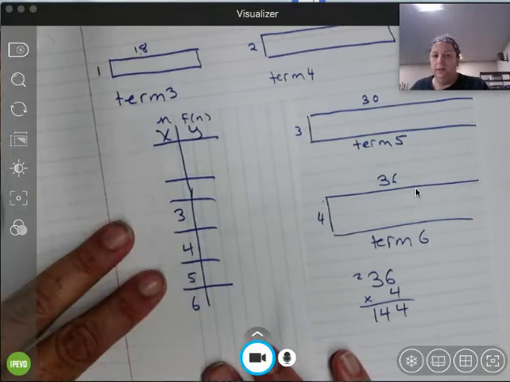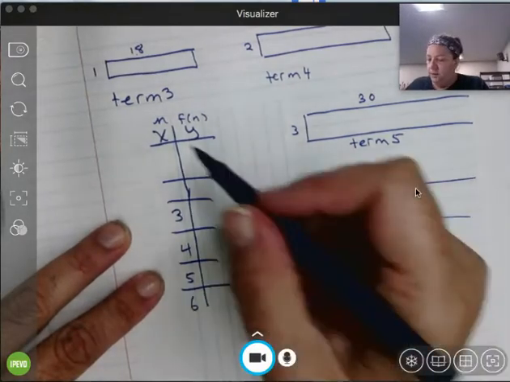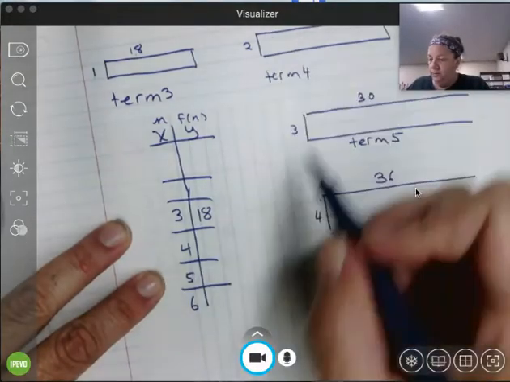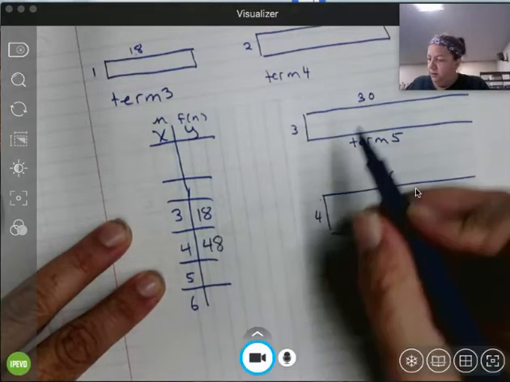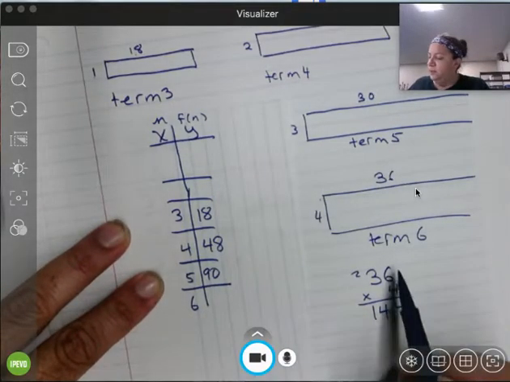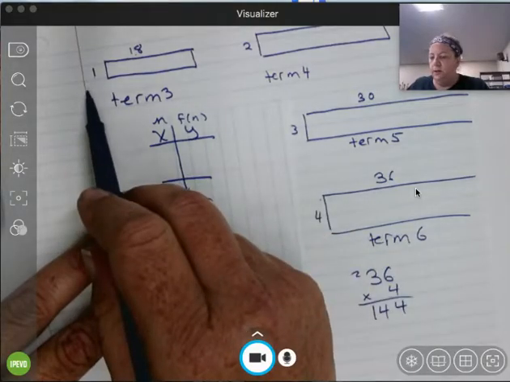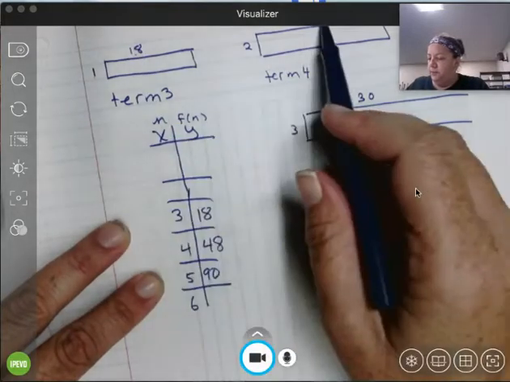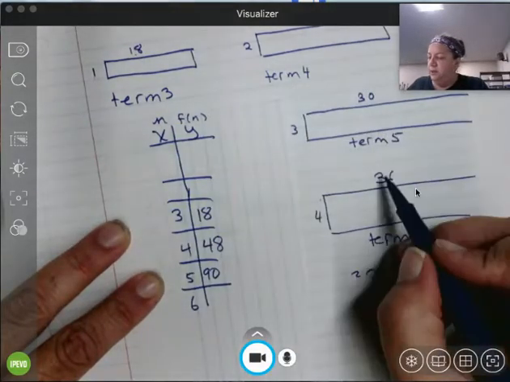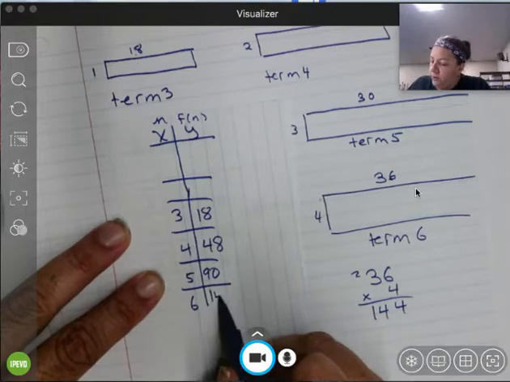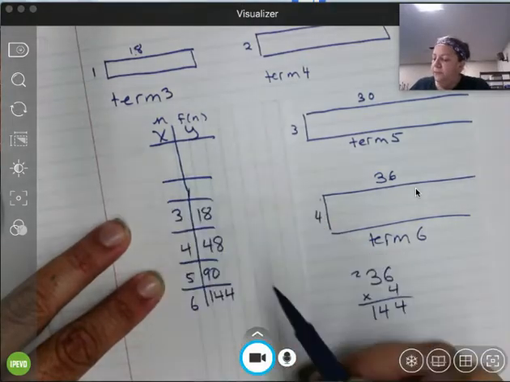So let's look at this table of values. You got term 3 was 18, I'm sure. Term 4, 2 times 24, 48. Term 5, 90. And term 6, I could figure it out because we had a pattern here: 1, 2, 3, 4. And then the top was 18 plus 6 is 24, plus 6 is 30. So I bet that's 36. And then I did 36 times 4, so I got 144.